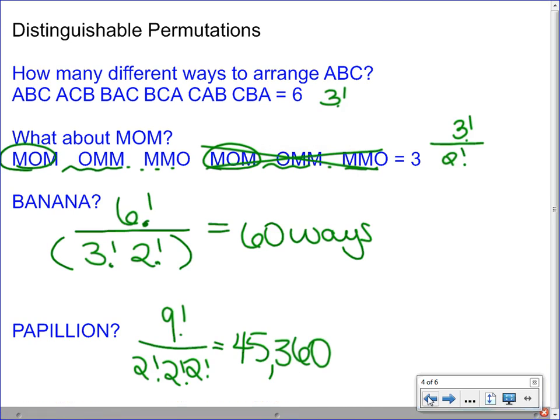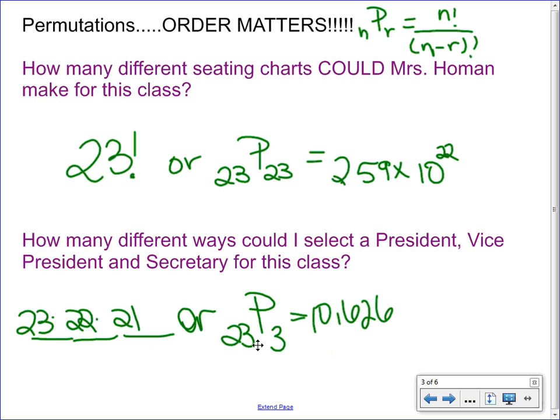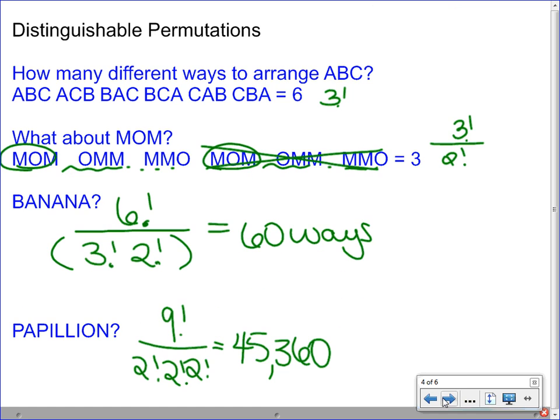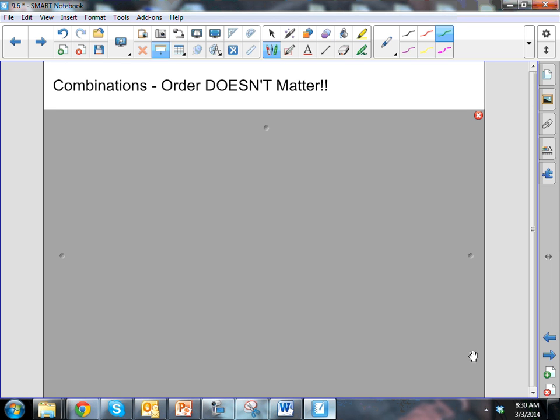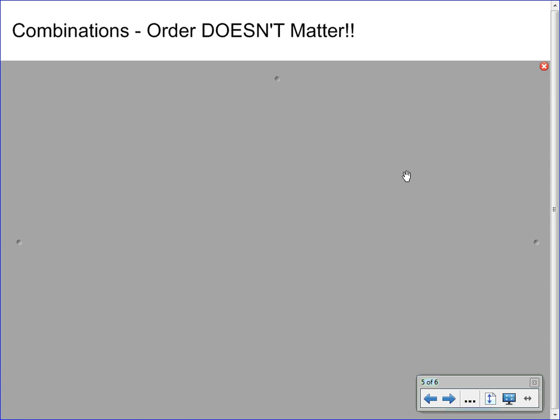Now remember back here when we were taking 23 people and selecting 3 in a particular order, we had 23 permutations of 3. Now let's talk about combinations. We've already talked about combinations. In combinations, order doesn't matter. Remember, our mathematical definition, nCr, was n factorial over r factorial times n minus r factorial. Your calculator's going to do that for you.